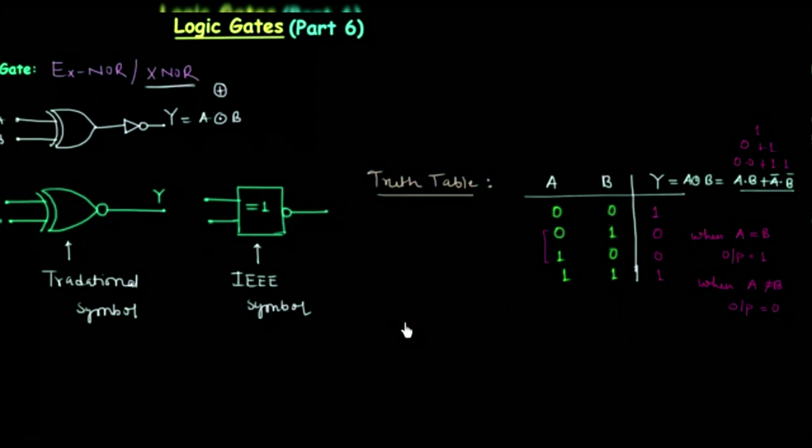The next point, XNOR follows the commutative and associative laws. This is an important point.